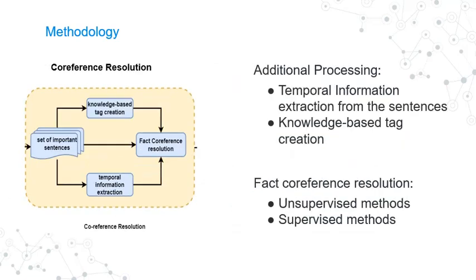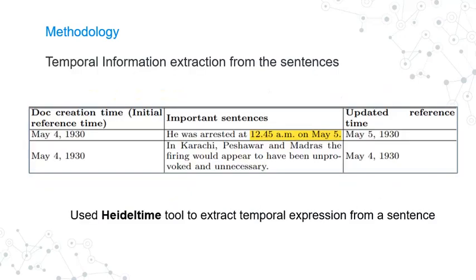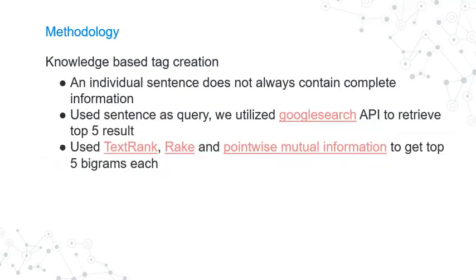Next, we performed fact coreference resolution to merge the sentences referring to the same fact or demand. Before applying coreference resolution directly to the sentences, we additionally extracted temporal information and generated knowledge-based tags from the sentence. Then we performed the coreference resolution in both supervised and unsupervised manners. We used the HeidelTime tool to extract any explicit mention of a temporal expression from a sentence. We employ an ensemble of three different keyword extraction techniques on top of the search results achieved from the Google Search API to generate the tags.